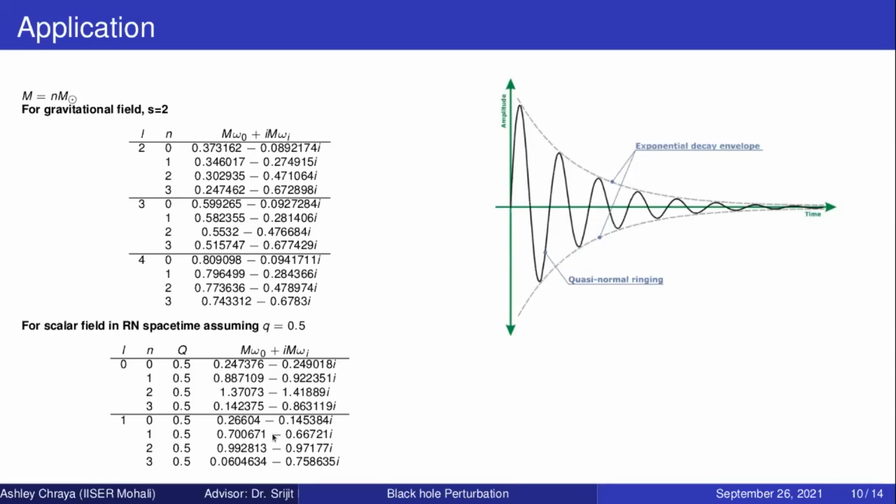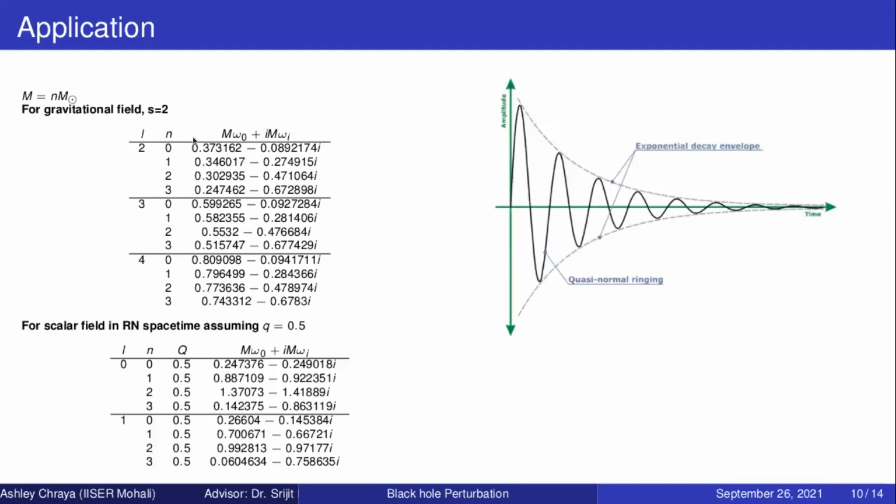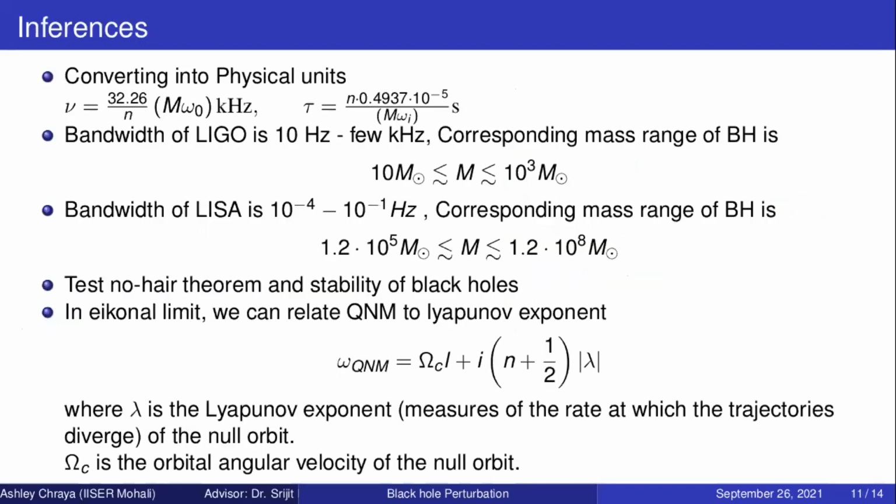Okay, so now what are the inferences which we can get? The first inference is that we can get the mass of our black hole. We have found our numbers; now we will convert into physical units, and then we can find the bandwidth. The bandwidth of LIGO is 10 to a few kilohertz, and for LISA it is 10 raised to minus 4 to 10 raised to minus 1. Simply putting into the first equation, we can get the mass range of our black holes. The other thing is the stability, which I talked about earlier.